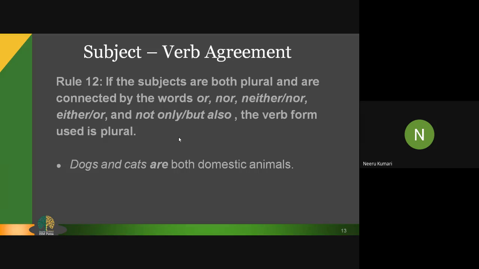So next, rule number 12 says that if the subjects are both plural and they are connected by words like or, nor, neither nor, either or, not only but also, the verb form that we use is always plural. All right. So if you remember yesterday, we did that, right? For example, the cat and the rat. Whenever we are talking about such words, the verb that we use is always the plural one. You should keep this in your mind. The verb form will always be plural.